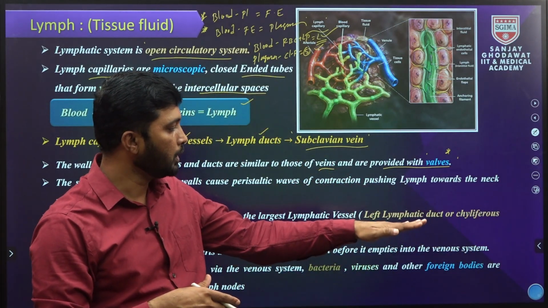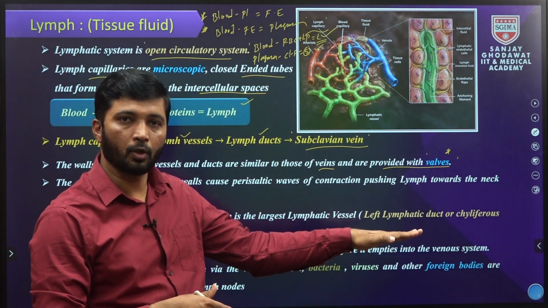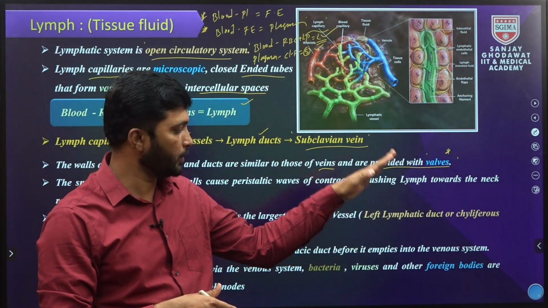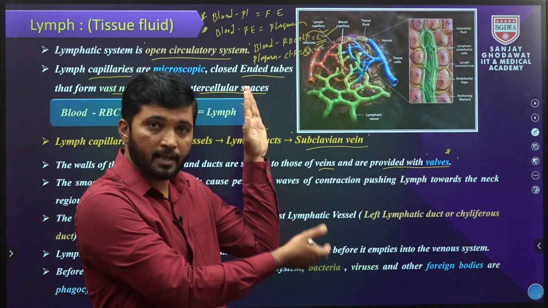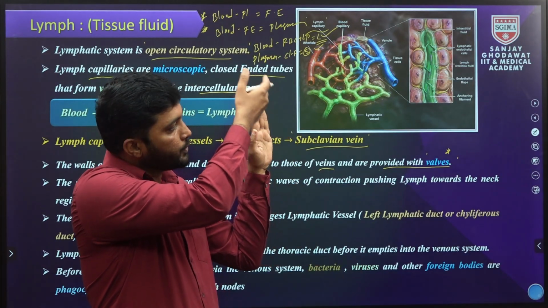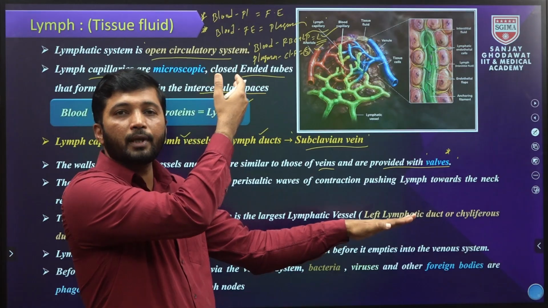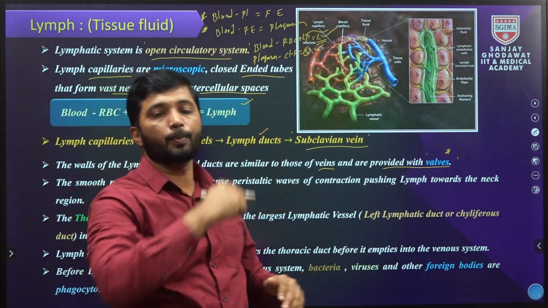This is a valve, open like this and closed. It's a door-like movement, opening on only one side. When the lymph is transported in the vessels and the ducts, what happens? The valve opens, and after transport the valve closes, which means it prevents back movement.